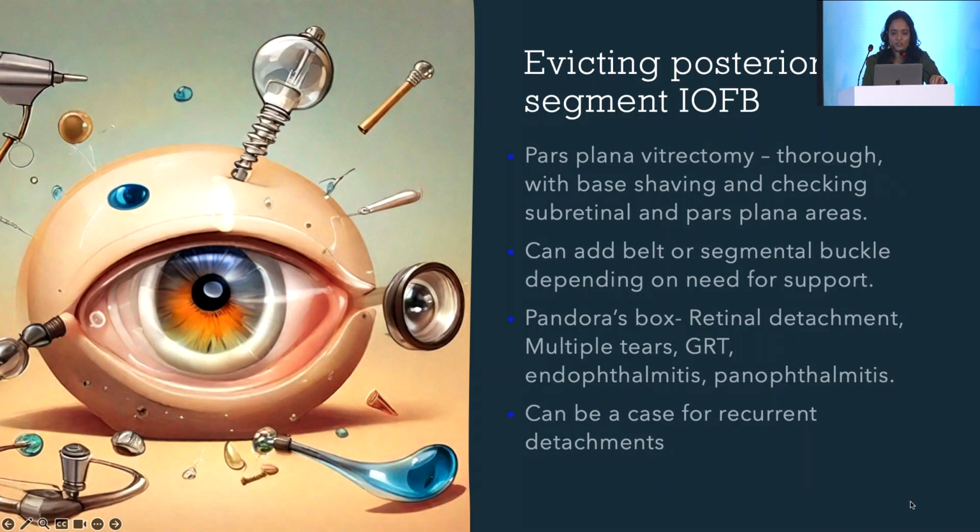So evicting posterior segment intraocular foreign bodies is through pars plana vitrectomy, which has to be thorough with base shaving and checking the subretinal and pars plana areas. You can choose to add a belt or a segmental buckle depending on the need for support, at the surgeon's discretion.